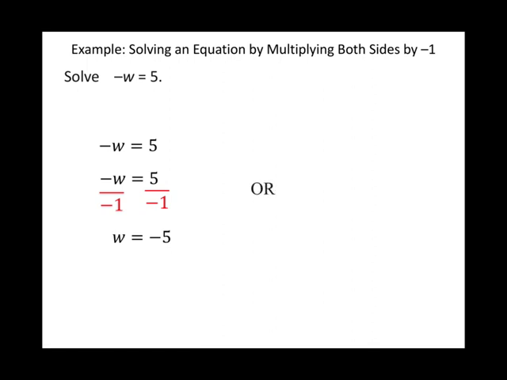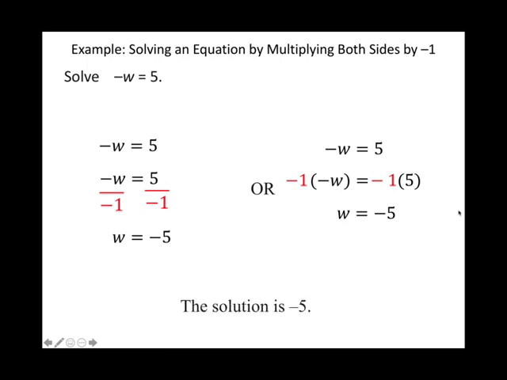Or what you can do, you can multiply by -1 for both sides. So I have this guy here. Now I'm going to multiply by -1 for both sides. You're going to see negative, negative, you become positive. And this is going to be equal to -5. You're going to get the same answer. It doesn't matter which method you pick. You can divide by -1, or you can multiply by -1 for both sides. So you know the solution is going to be equal to -5.